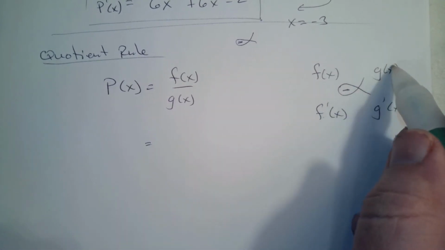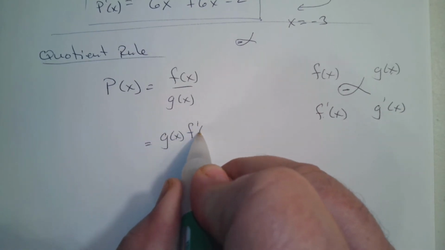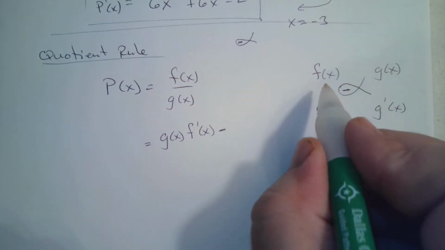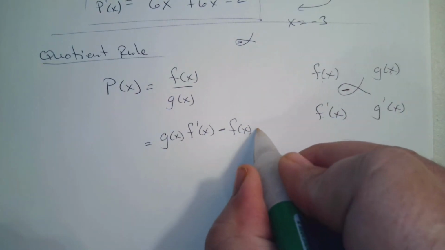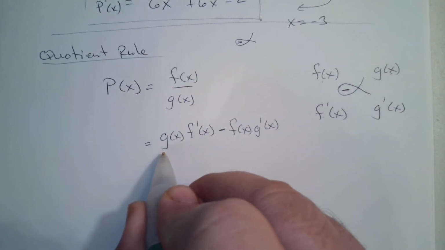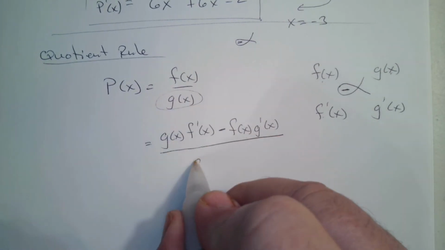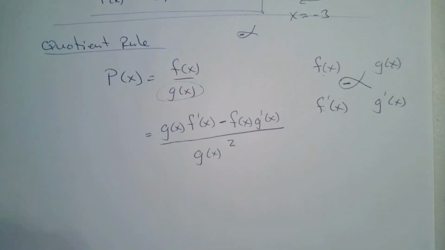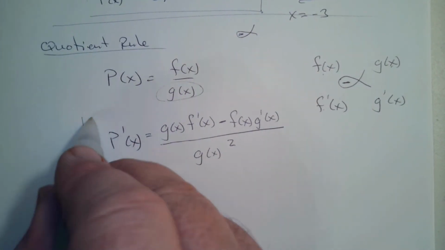Because it's division, it's going to make things smaller. Now, it's going to be the same thing. G of x times f prime of x minus f of x times g prime of x all over. Here's another thing. Whatever this is on the bottom, square it. And there you have it. Simplify it from there on out. So there's your derivative for the quotient rule.